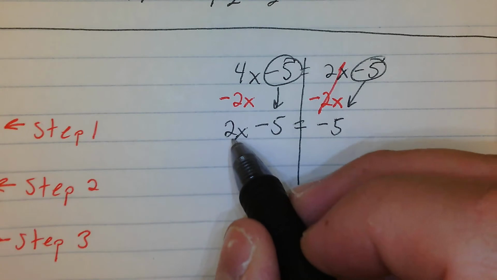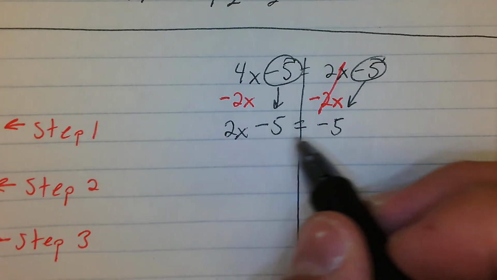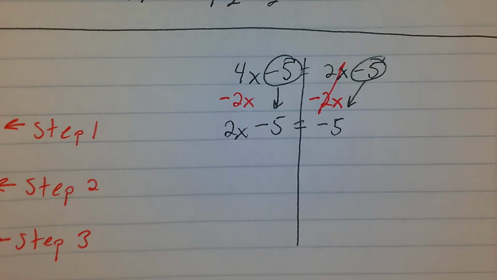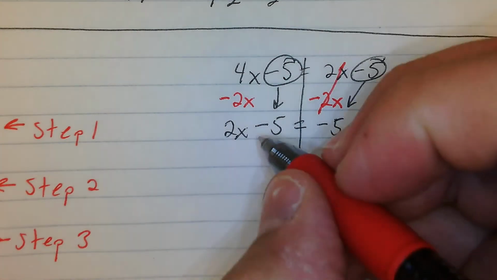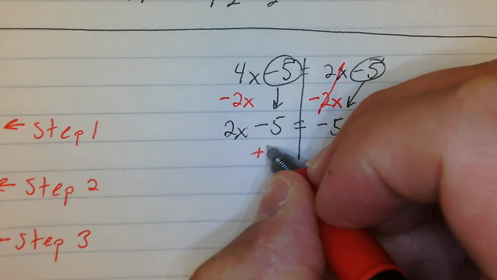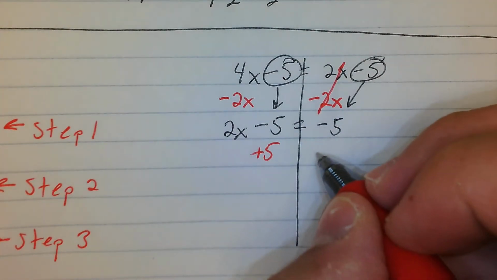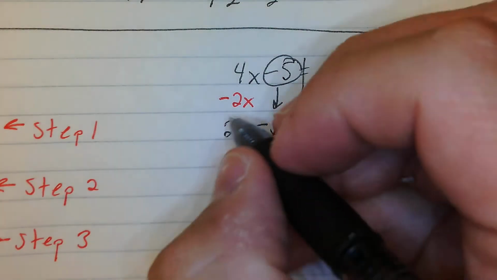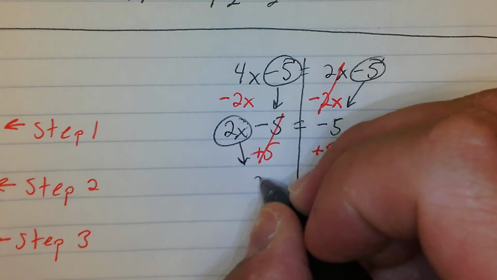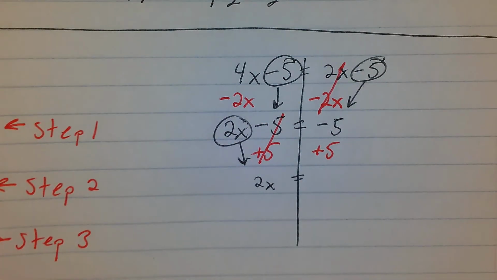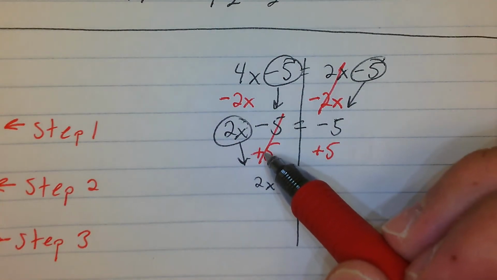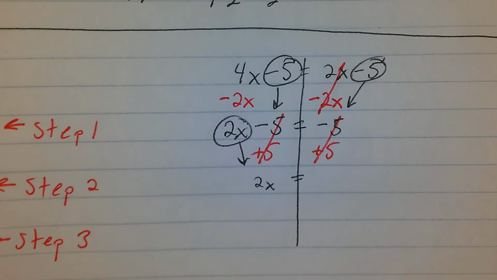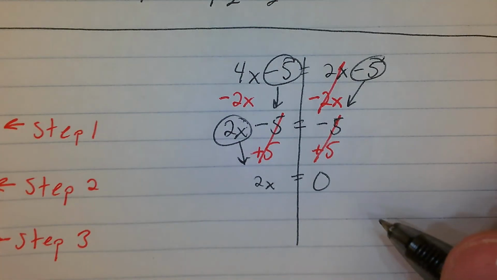Okay, now I have all my variables on one side. I need to get all my constants on the opposite side of the variable. So I need to get rid of this minus 5. Well, to do so, we do inverse operation. The opposite of minus 5 would be to add 5. What I do to one side, I do to the other. That way, those cancel. And nothing's going on with the 2x, so I just need to bring it down. Well, then I have minus 5 plus 5 is 0. Negative 5 plus 5 is also 0. Right, so those will cancel out to 0.